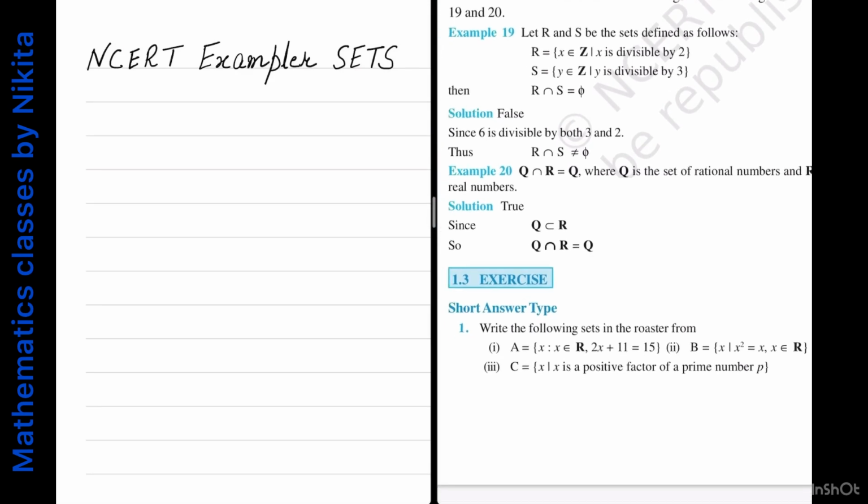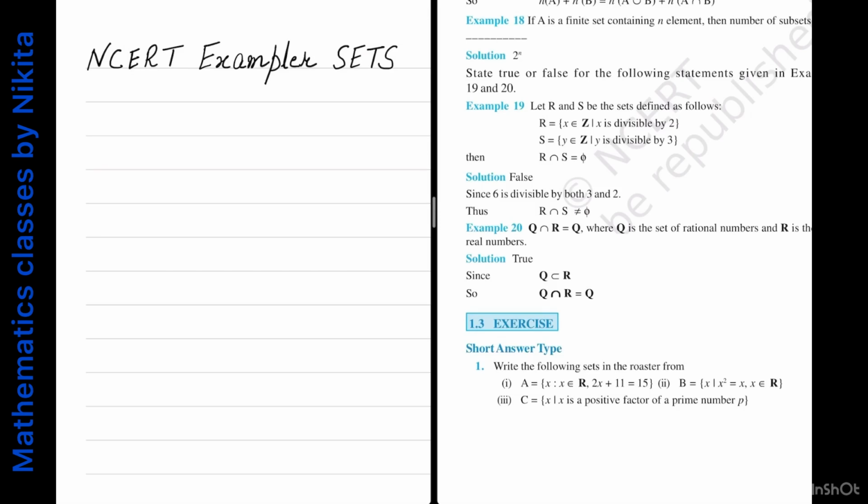So here you can see first we have the short answer type questions, which are given under exercise 1.3. The first question says: write the following sets in roster form. So first part, let's do it simultaneously. A is given to be all those x such that x belongs to R, comma 2x plus 11 is equal to 15, and you have to write the roster form of this set.